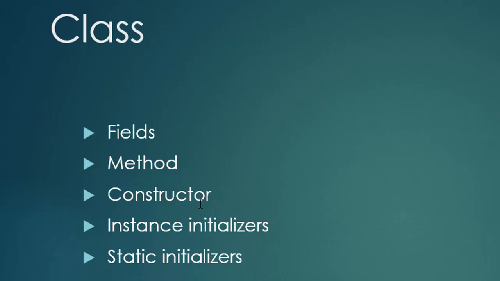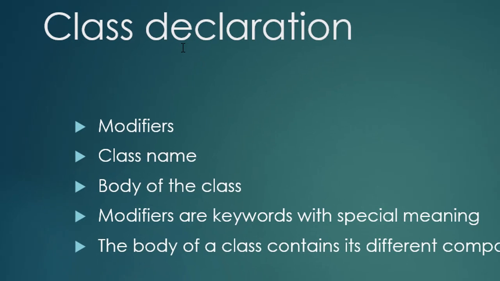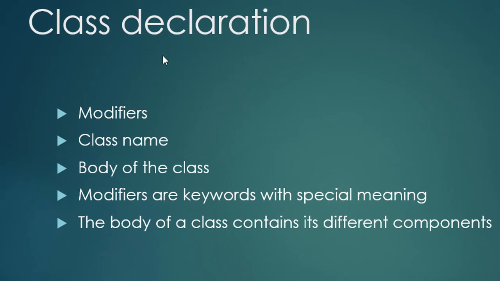We can have zero or more initializers of static or instance types. These are all initializers: we have instance and also static. And another thing that we have to talk about is how we can declare a class, how classes are declared.